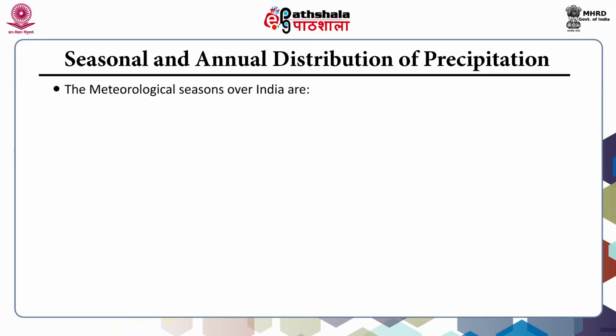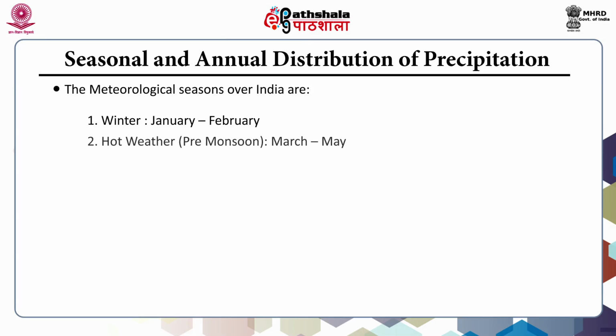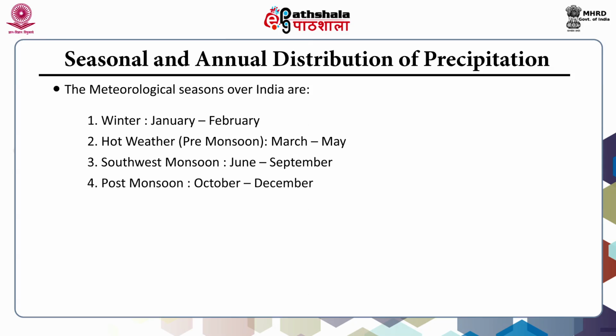So mainly there are 4 meteorological seasons over India. First is the winter, which spans the months of January and February. Second is hot weather or pre-monsoon, which extends from March to May. The third is southwest monsoon, which extends from June to September. And the fourth and last is post-monsoon, which generally ranges from October to December.